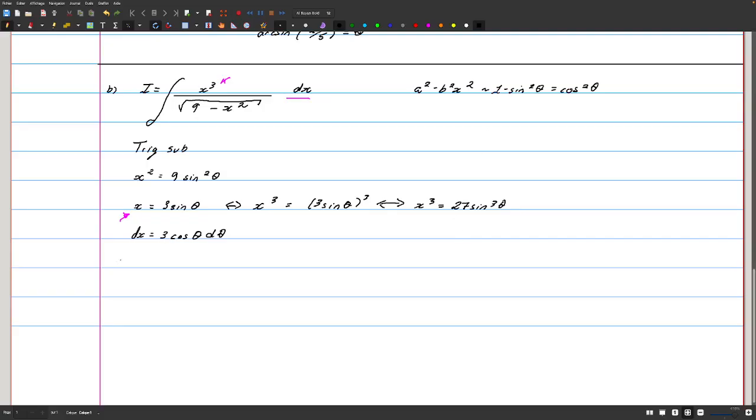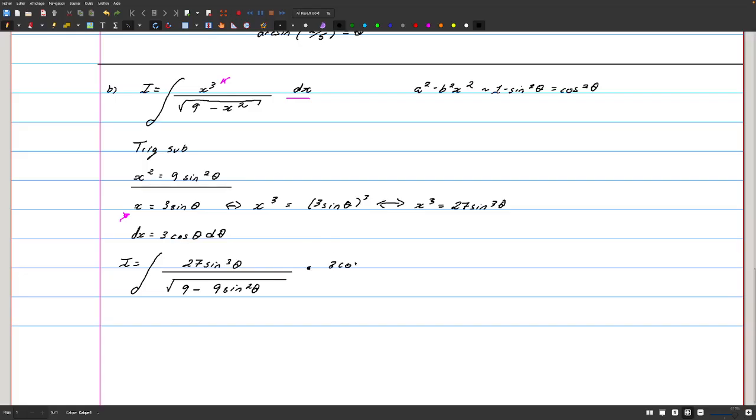So if we put all our chunks back together, on top we have an x to the 3, so this becomes 27 sine cubed of theta. On the bottom we had the root of 9 minus x squared, so 9 minus 9 sine squared of theta, because x squared was equal to 9 sine squared of theta. And then this is multiplied by 3 cosine theta d theta.